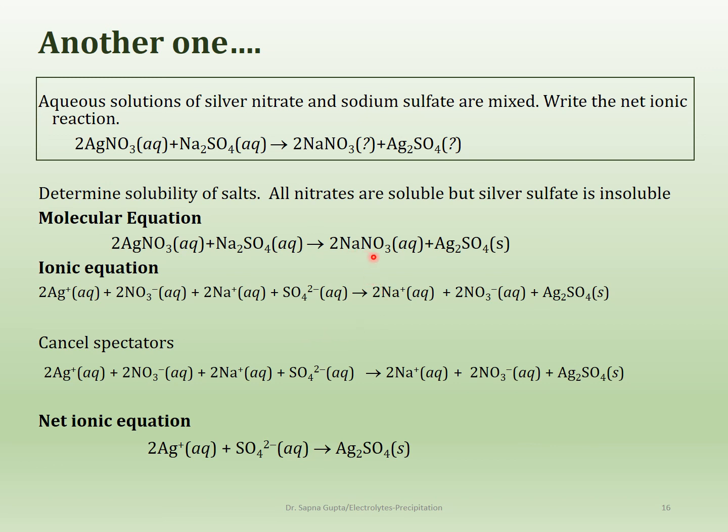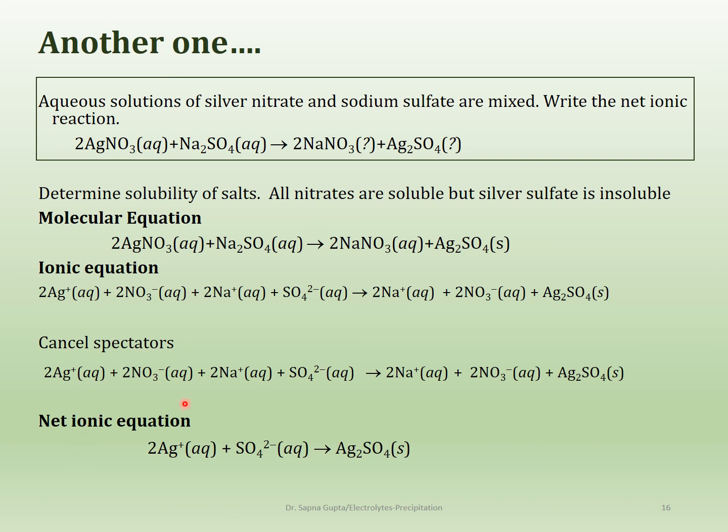On the right hand side, you have the 2 sodium nitrate, so 2 sodium, 2 nitrate, both aqueous because this is soluble, and then this one is not soluble. So silver sulfate remains the same, and that is a solid. Okay, so this is then our ionic equation. And then what we have to do is cancel out what we call the spectator ions, okay, and then that will give us our net ionic equation.